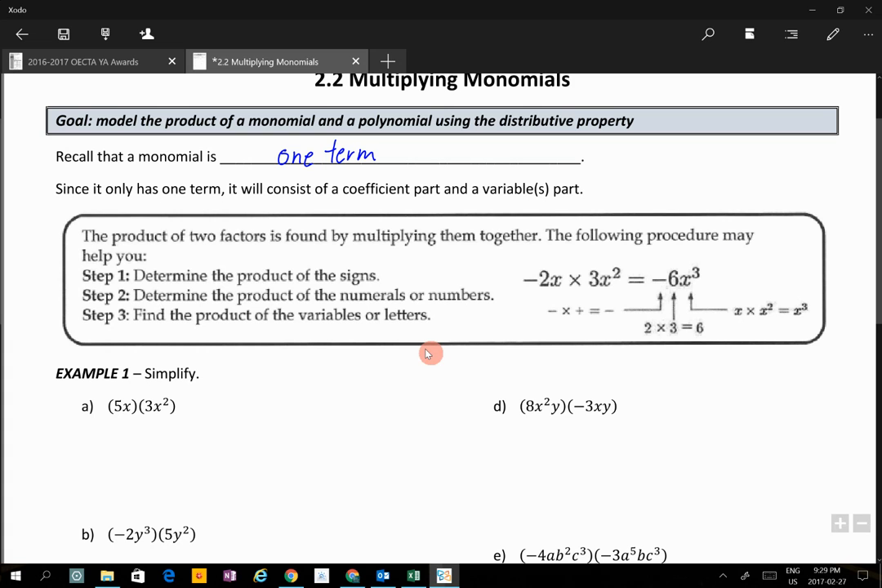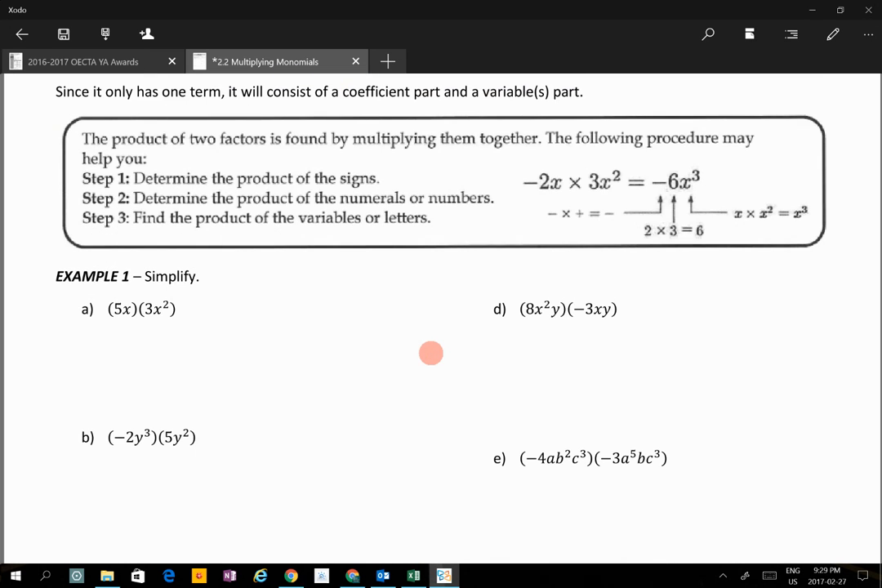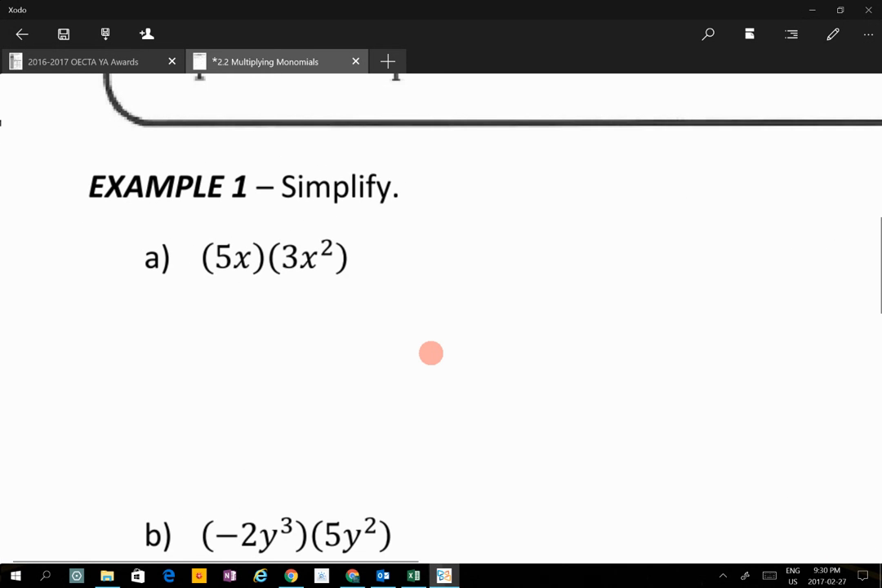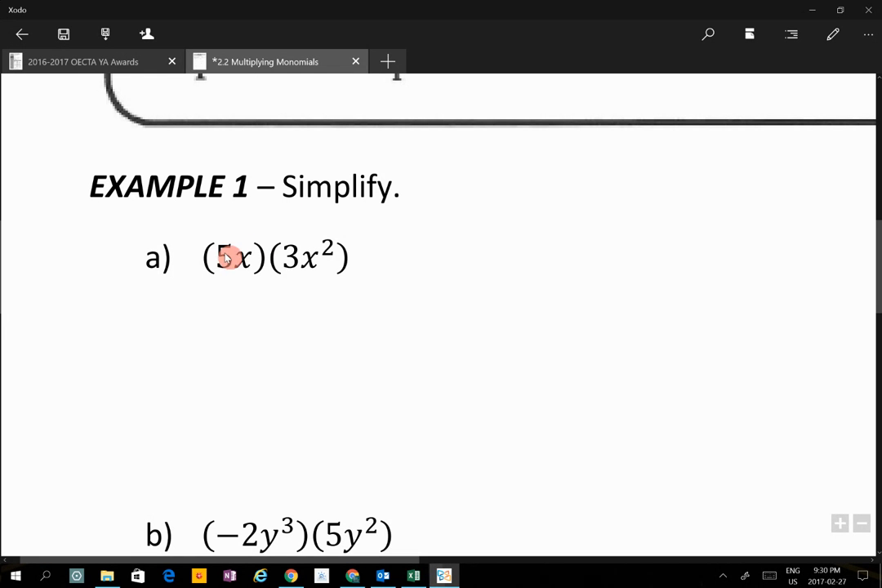So if we take this idea and we went one step further, we take this idea and apply it to some examples. Let's try and answer them. So example 1, simplify 5x times 3x squared. Notice how both terms are positive. So my final result will be positive. Okay. So I'm going to write here an equal sign. If I know it's a positive value, I can move on to step 2.